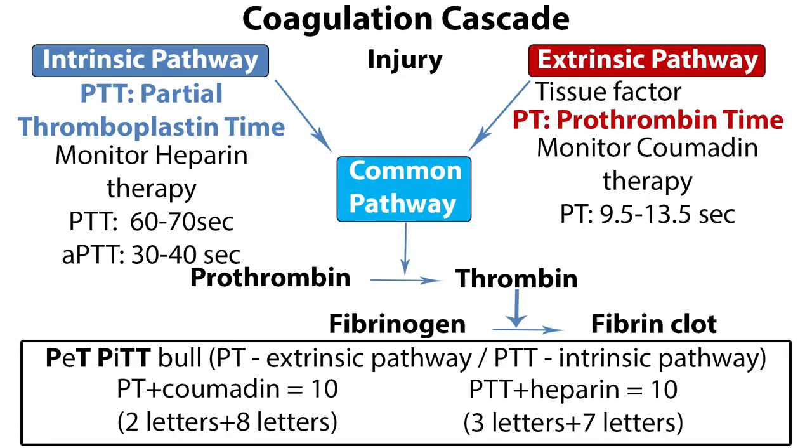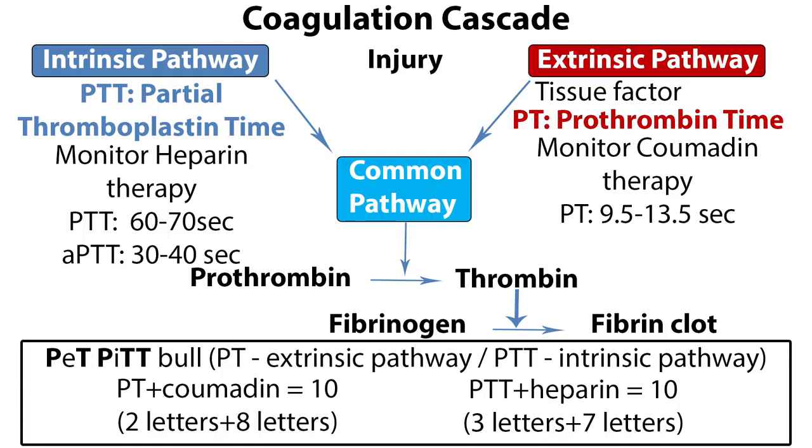The activated partial thromboplastin time, or APTT, tests for the same functions as PTT, but is more sensitive and results in a narrower reference range. It is most commonly used to monitor heparin therapy, with the reference range for PTT at 60 to 70 seconds and APTT at 30 to 40 seconds. The PTT and APTT evaluate the function of the intrinsic clotting system.